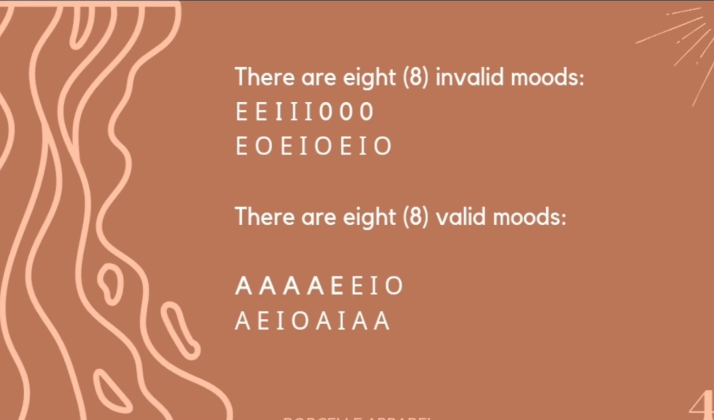Number 1, A, for universal affirmatives. Number 2, E, for universal negatives. Number 3, I, for particular affirmatives. Number 4, O, for particular negatives. Number 5, I, O, alternating universal and particular affirmatives.